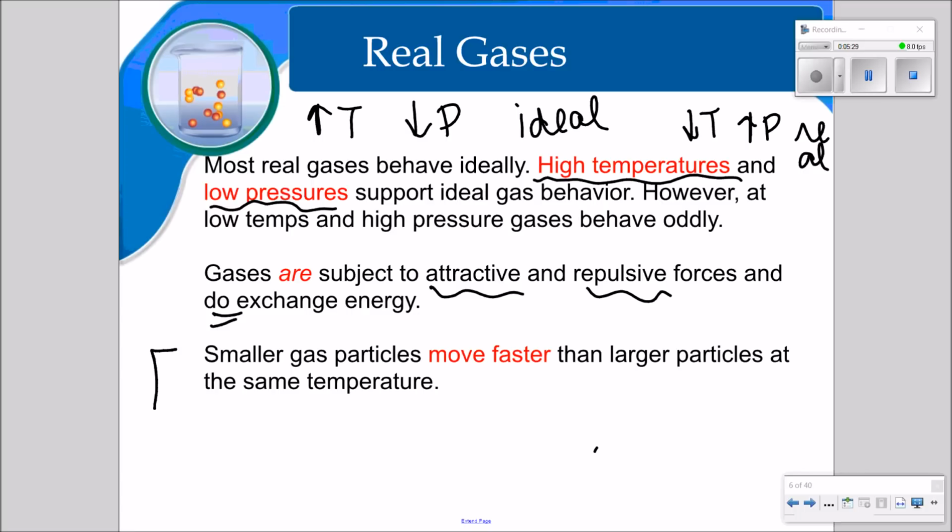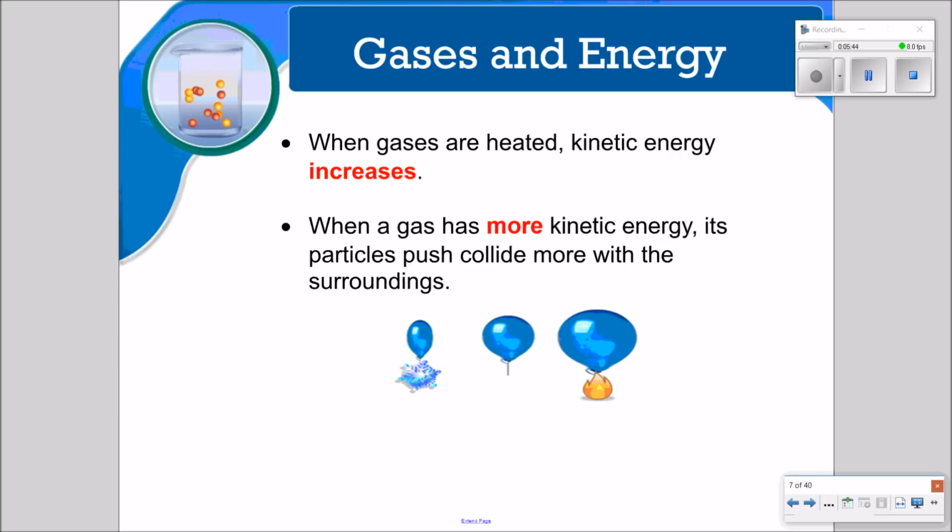Also in reality, for real gases, smaller gas particles will move faster than larger gas particles at that same temperature, which is something in kinetic molecular theory we state that all particles are going to have the same kinetic energy at any given temperature. So when gases are heated, kinetic energy increases. Remember that connection between kinetic energy and temperature. When a gas has more kinetic energy, its particles collide more with the surroundings.